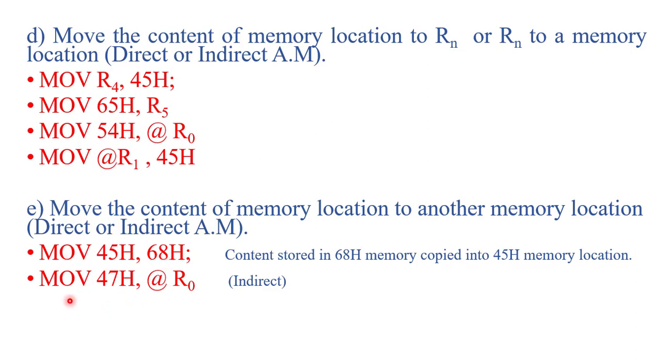Next instruction is MOV 47H, @R0. This instruction tells that the content stored in a particular memory location whose address is mentioned in the R0 register is moved into the 47H memory location. This is the example of indirect addressing mode.